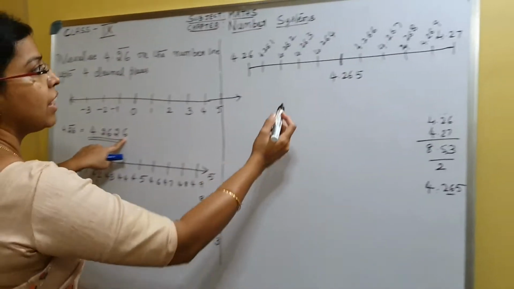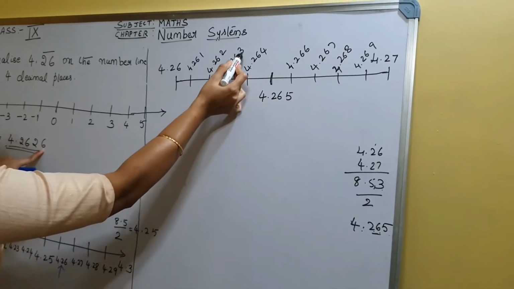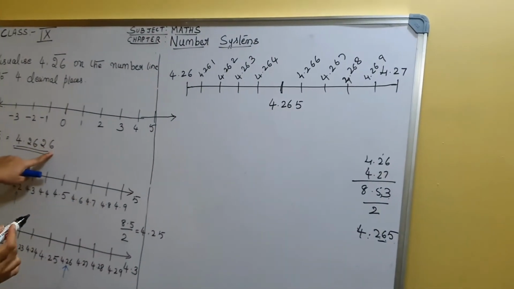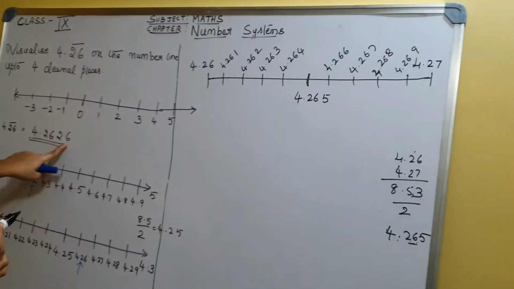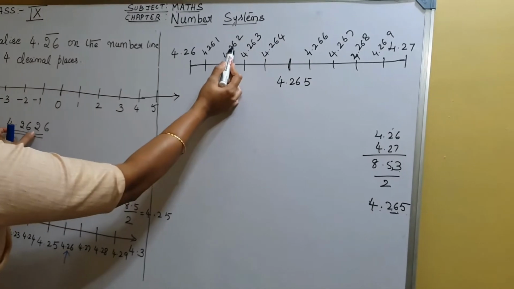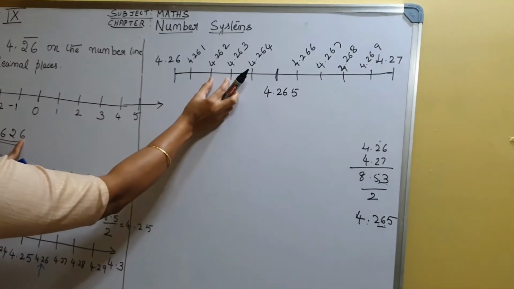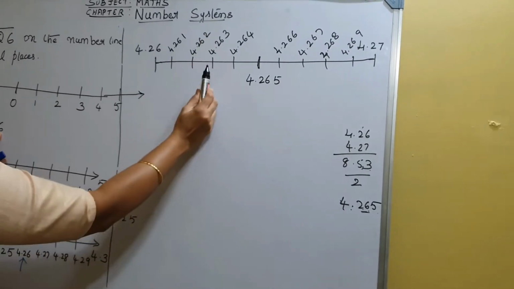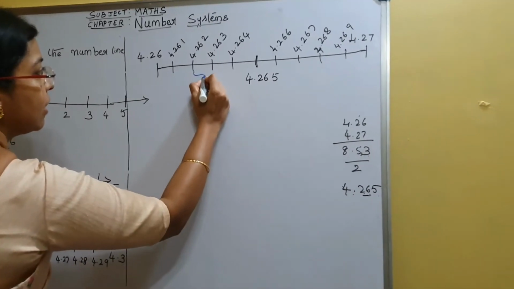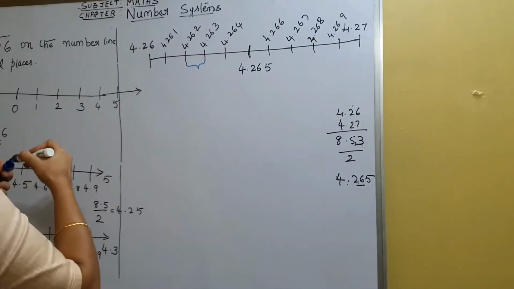4.2626. Where is that? 4.262 is here and 4.263 is here. So for 4.2626, we will go to the fourth decimal place. We have got till 4.262. Where is the fourth decimal place? It should come between 4.262 and 4.263. Here. We'll have to zoom in only on this part of the number line.